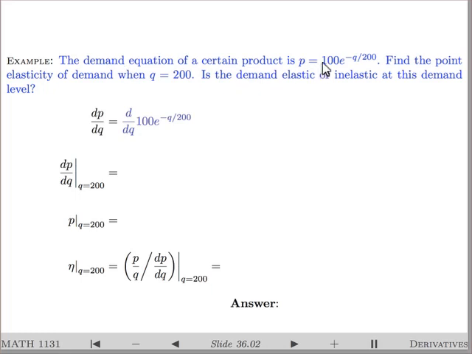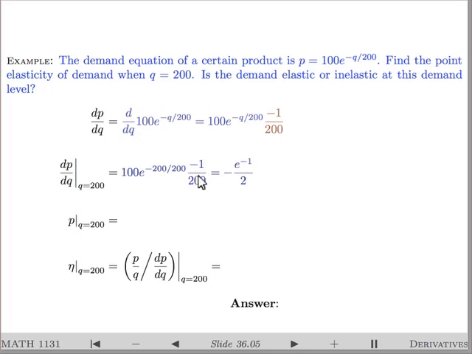So we need to differentiate this. It's an exponential function. 100 is a constant factor, so I keep it as it is. The derivative of the exponential is the same exponential because the base is e, times the derivative of the exponent. The exponent is negative 1 over 200 times q. So it's a constant times q. The derivative is just that constant. Again, we can simplify this a little bit, or we can just plug in 200 the way it is and then simplify.